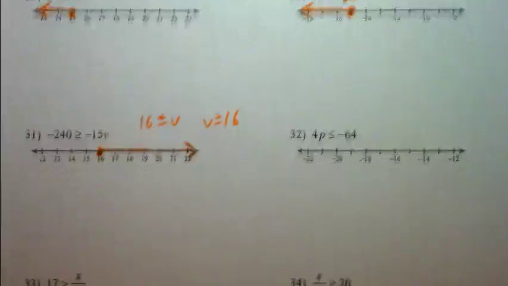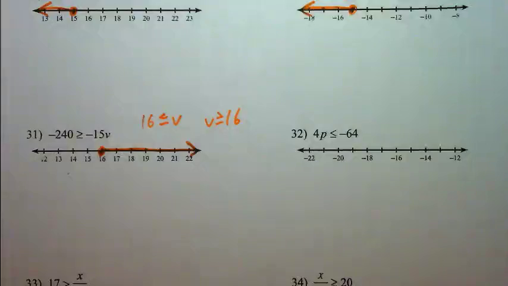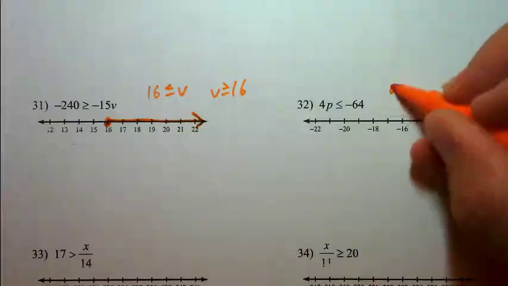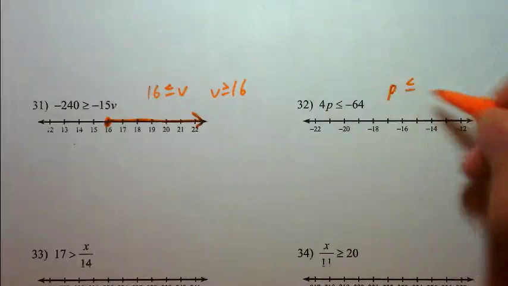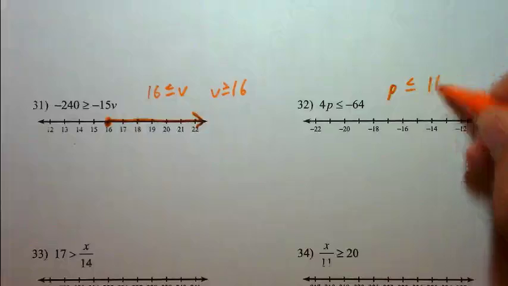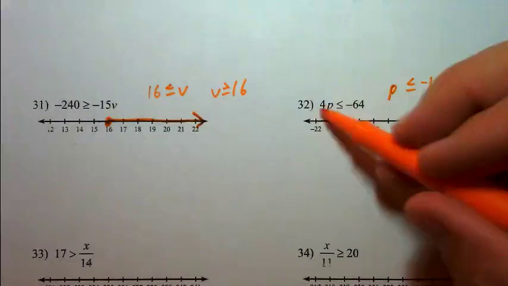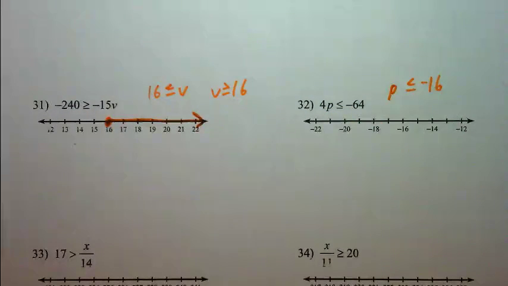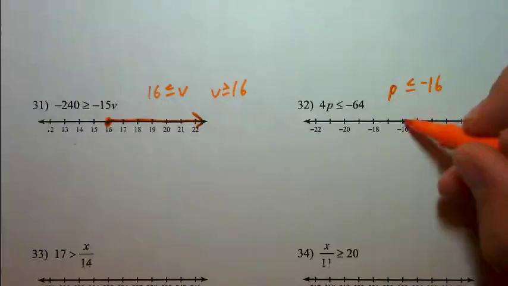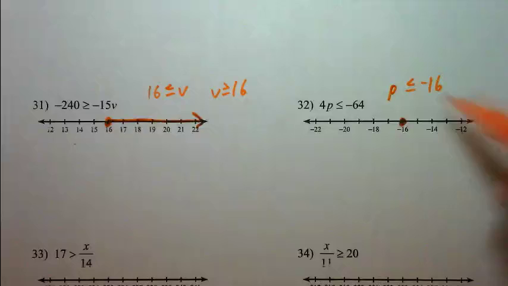On 32, divide by 4. P is less than or equal to negative 16. That divided by 4 is 16, and it's going to stay negative because negative and positive gives a negative outcome. Since it has the "and equal to," it's a shaded closed circle. It's everything less than.